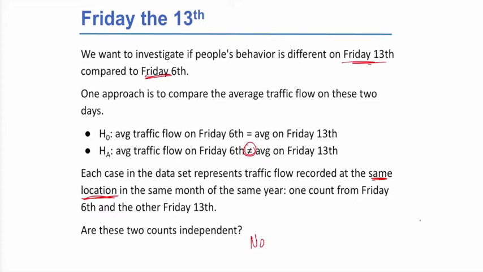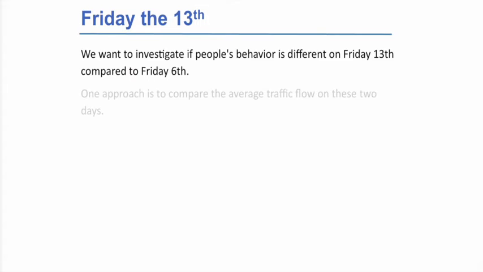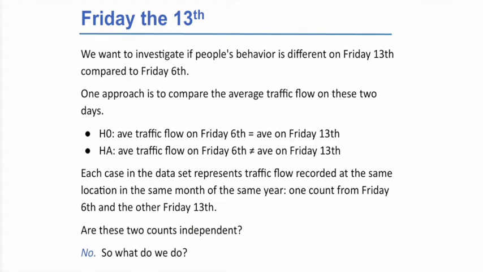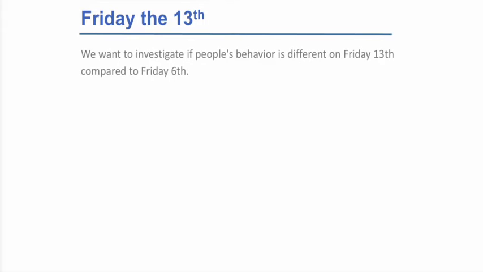If we took a random sample of intersections on Friday the 6th and a random sample of intersections on Friday the 13th, those would be independent. But if we're doing the same intersections, then no, they are not independent. So that means this is a matched pairs.